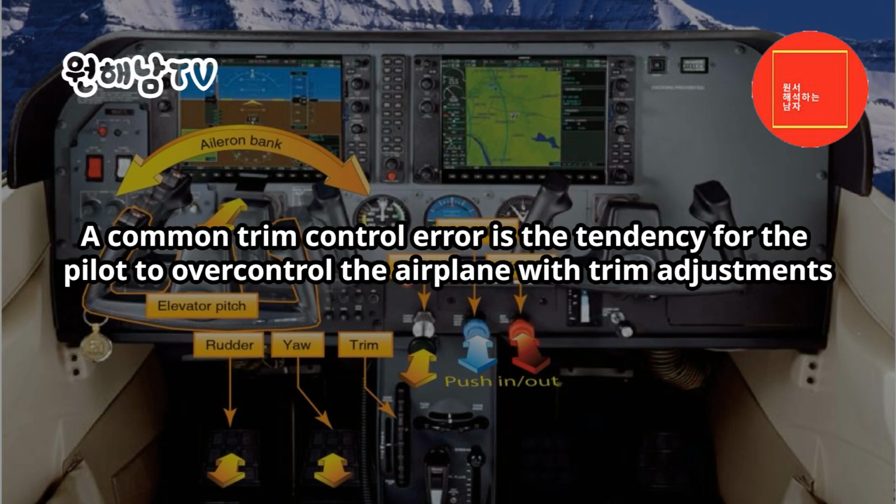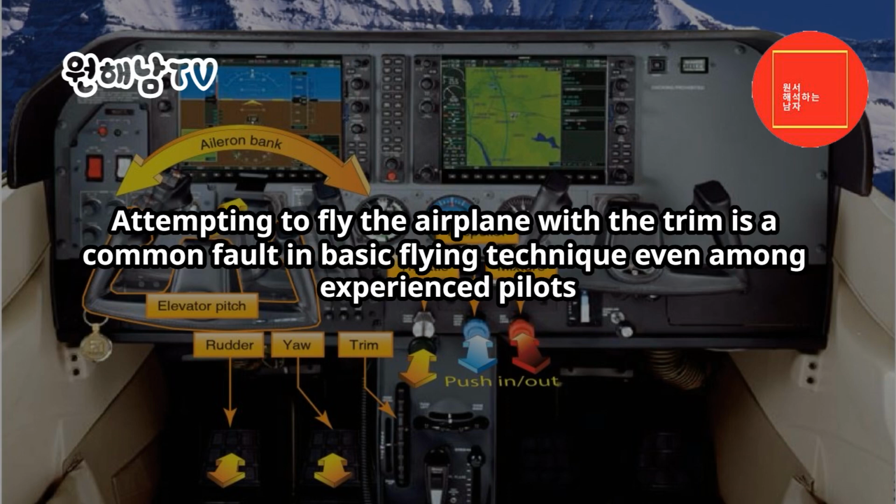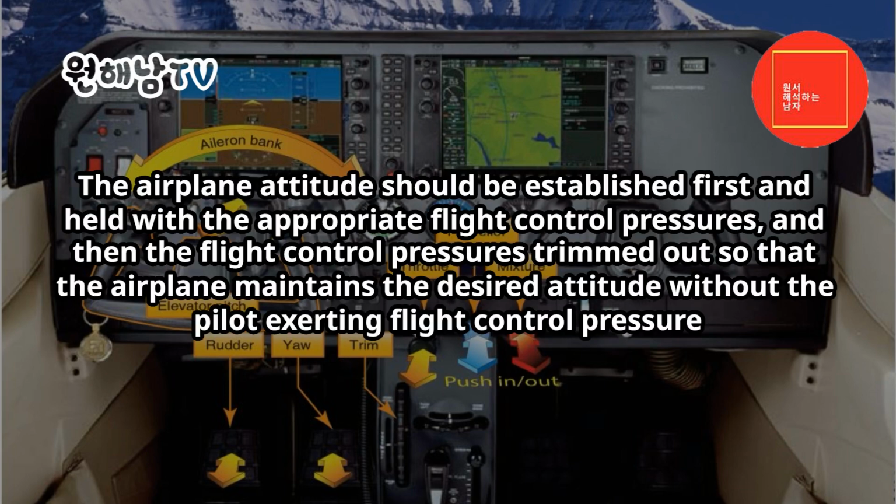A common trim control error is the tendency for the pilot to overcontrol the airplane with trim adjustments. Attempting to fly the airplane with the trim is a common fault in basic flying technique, even among experienced pilots. The airplane attitude should be established first and held with the appropriate flight control pressures, and then the flight control pressures trimmed out, so that the airplane maintains the desired attitude without the pilot exerting flight control pressure.